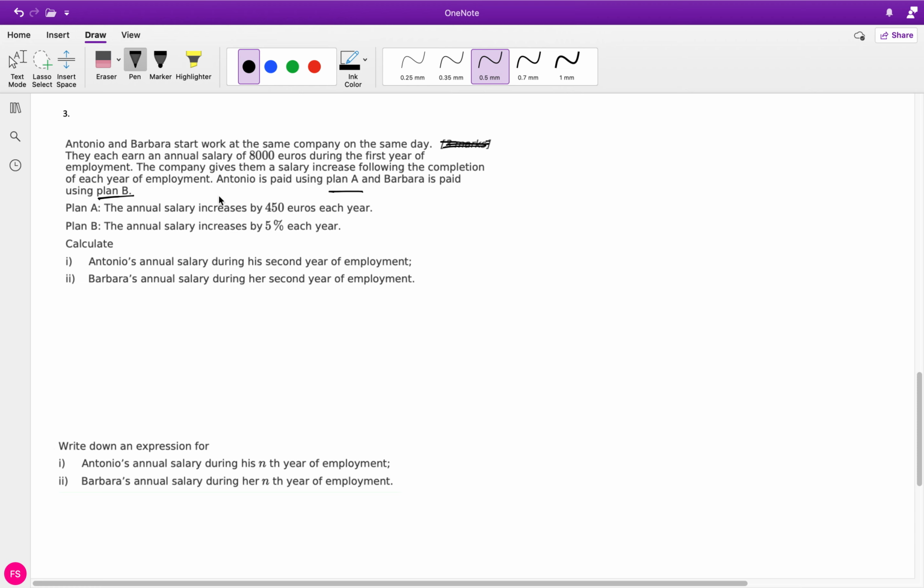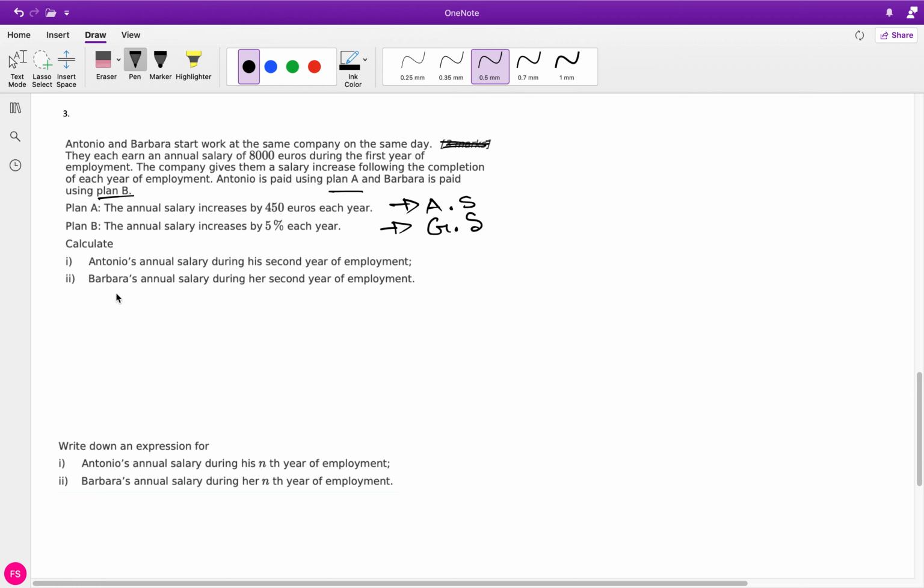So they have different plans. Plan A is to increase by a constant term. That means this is an arithmetic series. For Plan B, this is for Barbara, the annual salary increases by 5% each year. It's increasing by a ratio. That means this is a geometric series.